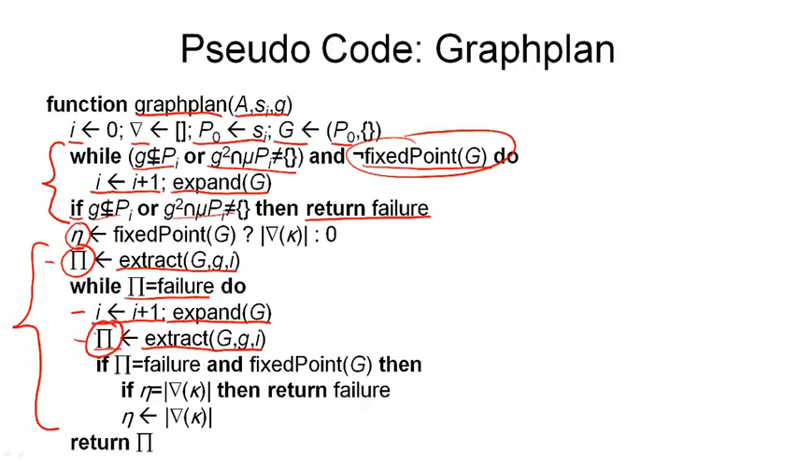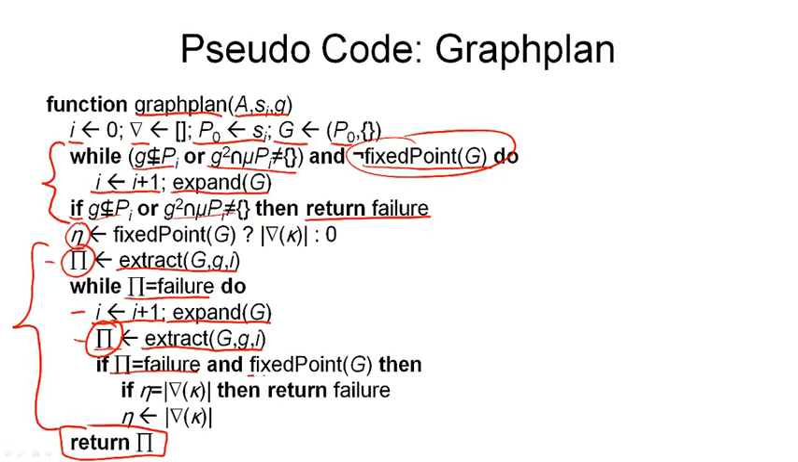Now, if the returned value is an actual plan, that means we have won. We can return this plan as a solution. So we test this in the next step. We test whether this plan was failure. And if it's not, then we go to this loop. If it's still not failure, then we come to the point where we return our solution plan.